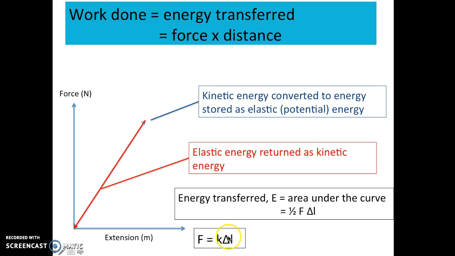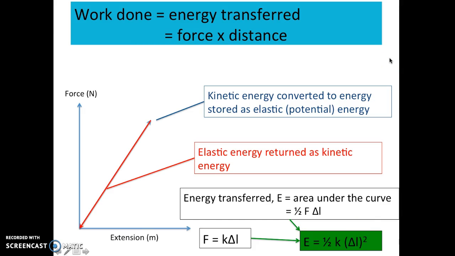We could swap delta L here for e. Delta L, change in length, is the same as extension. So if I put these two equations together, what I find is that the energy E is equal to 1/2 times the spring constant times delta L squared. Just take a moment now and check that you can do that arrangement, please.